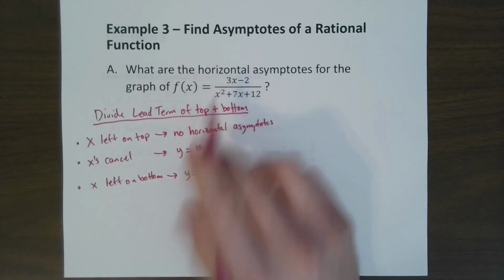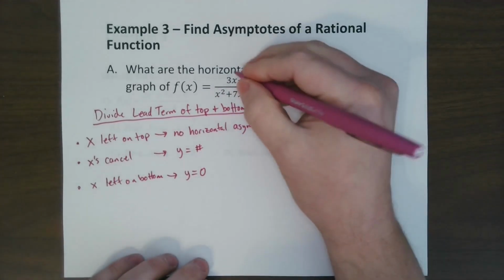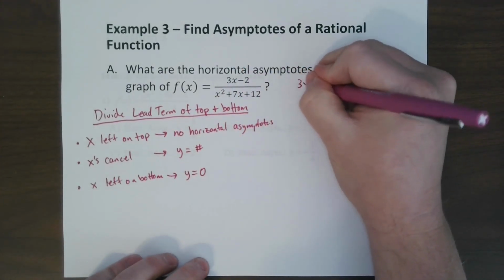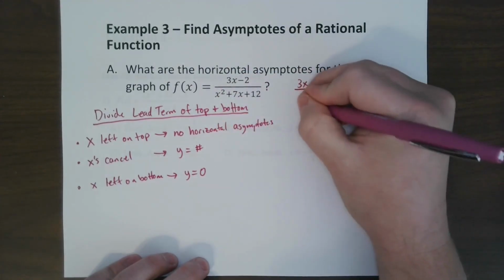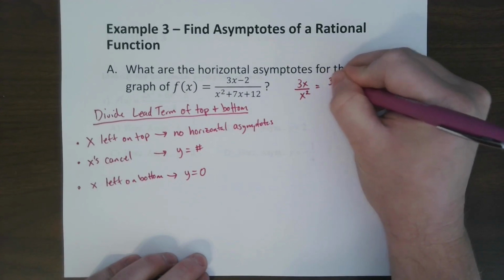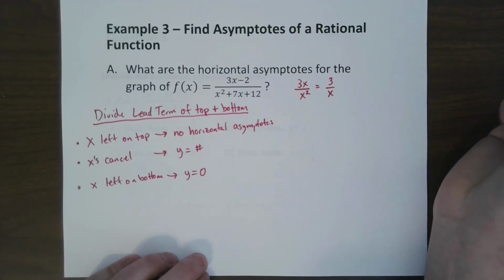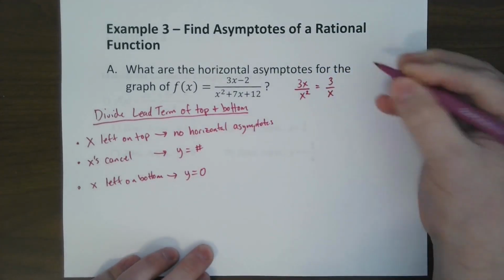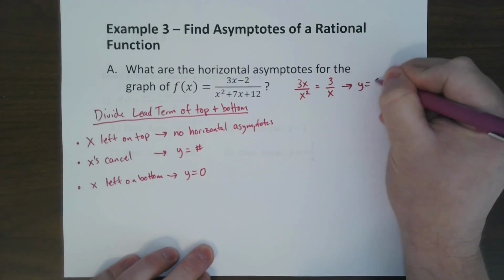So let's go ahead and try this problem right here. Take the leading term on the top, which is 3x, divided by the leading term on the bottom, x squared. If we divide this, we get 3 over x. Since x is on the bottom, you get y equals 0.